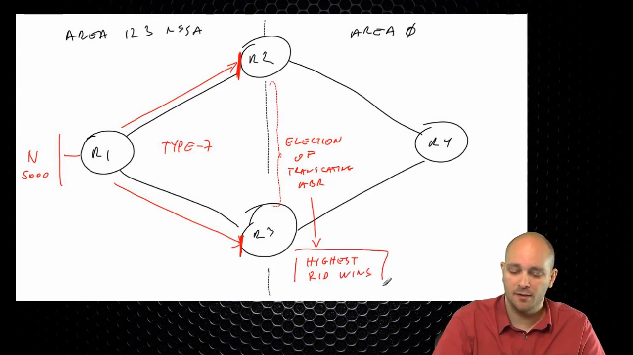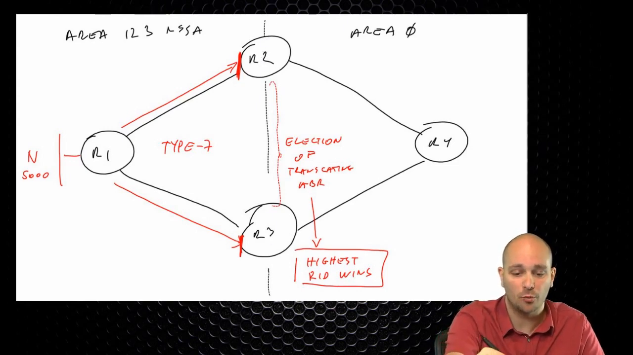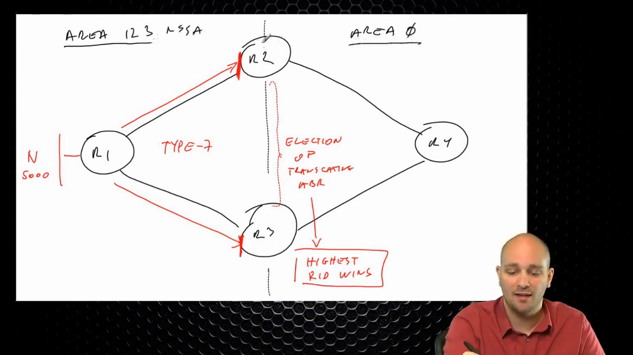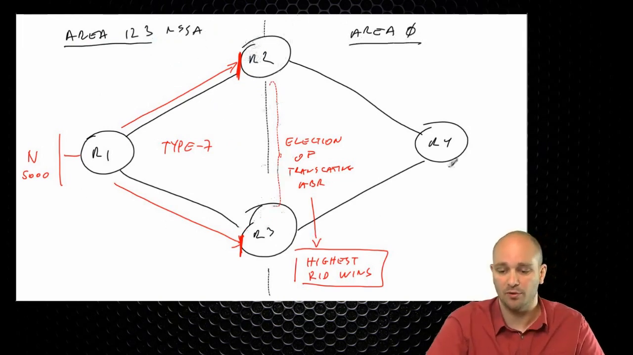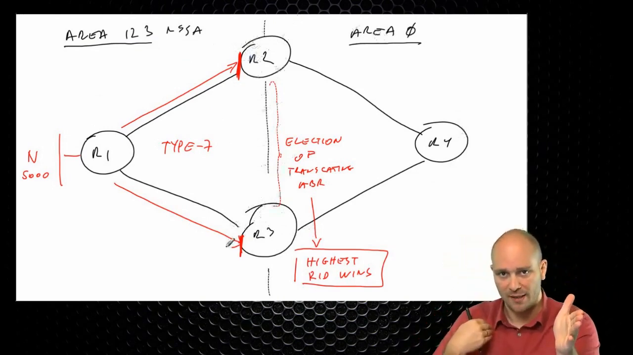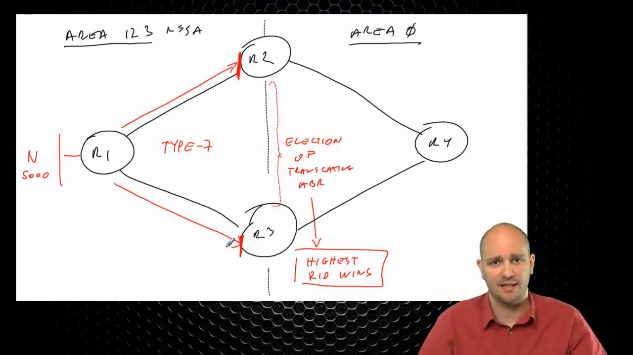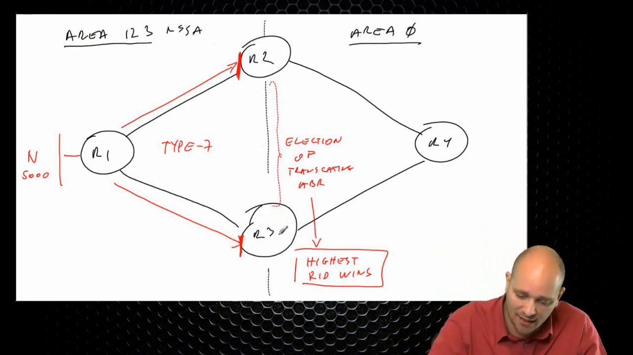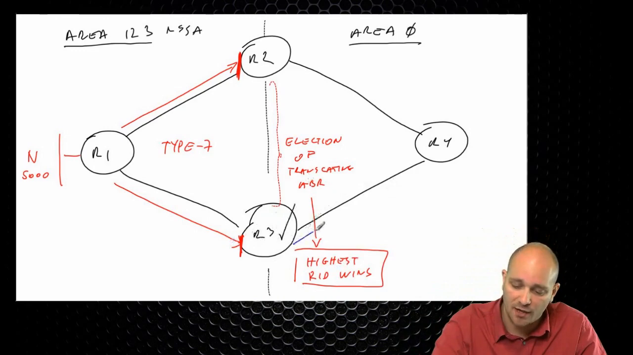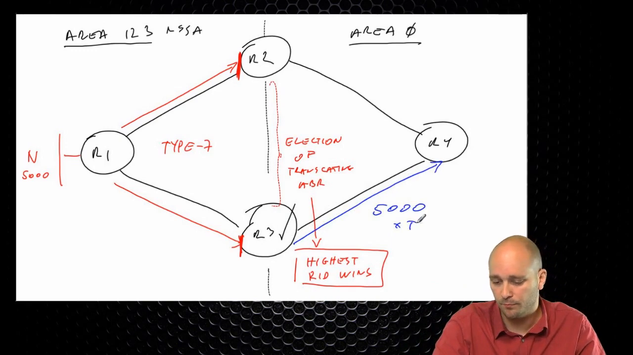Now, keep in mind that these two are not directly connected. So how do they know about each other? Well, very simple. Because they are both in area 123 and both in area 0, and their databases are identical. They of course know that they are both in area 123 and that they are both in area 0. And R3 is going to look, what is the router ID of R2? What is my own router ID? If mine is higher, I will be the translating ABR. R2 does the same thing, and let's say that they agree that it will be R3 who is the translating ABR.